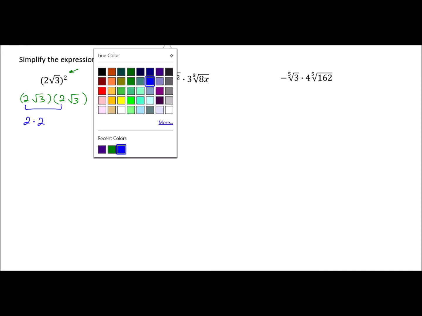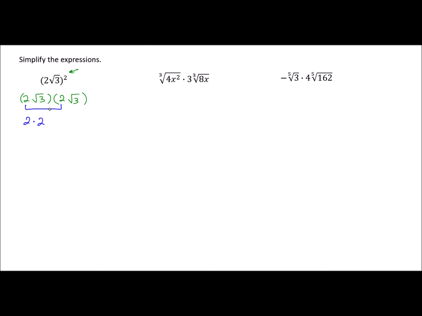All right, let's try this one. This one says 2 square root of 3 squared. Well, squared right here means that you're multiplying 2 of them together. All right, we've got a 2 and a 2 that are both on the outside, so I can multiply those guys together. And then we've got a square root of 3 and a square root of 3 being multiplied together.